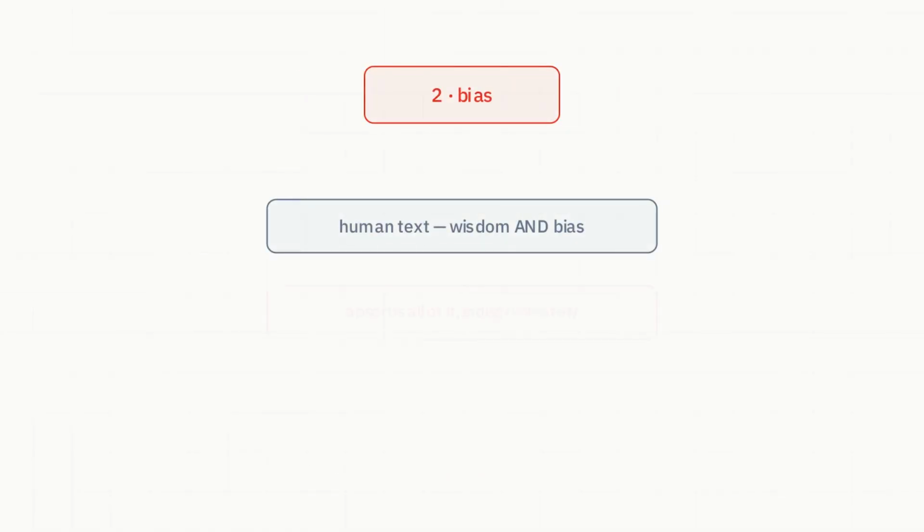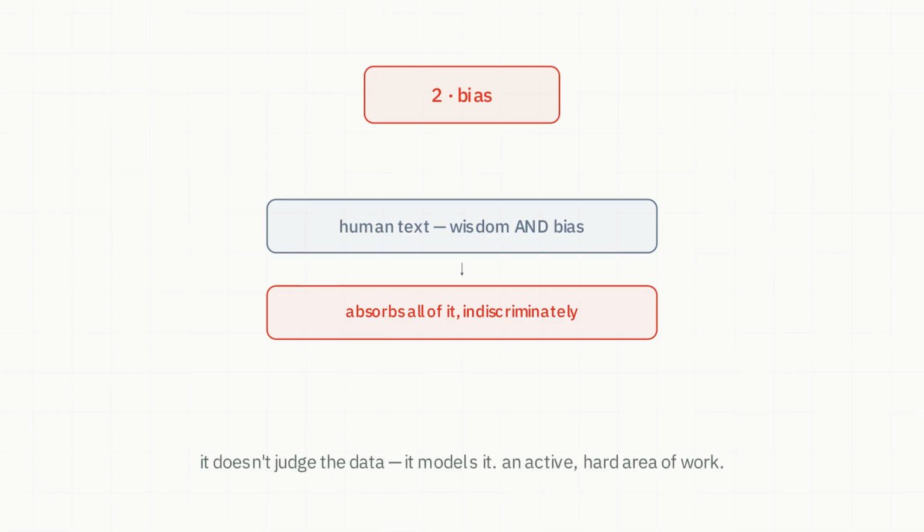Second, bias. The model learns from human text, and human text is full of human biases, stereotypes, and imbalances, along with all its wisdom. The model absorbs all of it indiscriminately. It doesn't judge the data, it just models it. So the biases present in what humanity has written online end up, to some degree, reflected in the model. And confronting that is an active, difficult, and deeply important area of work.